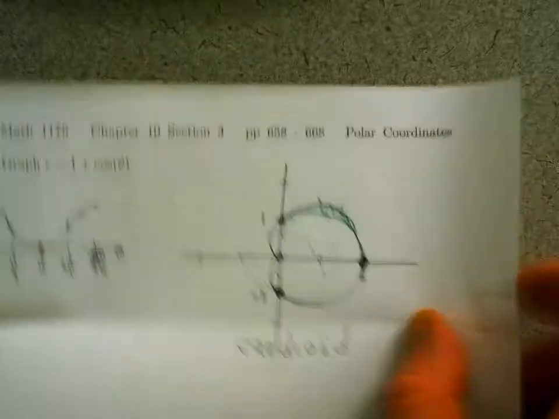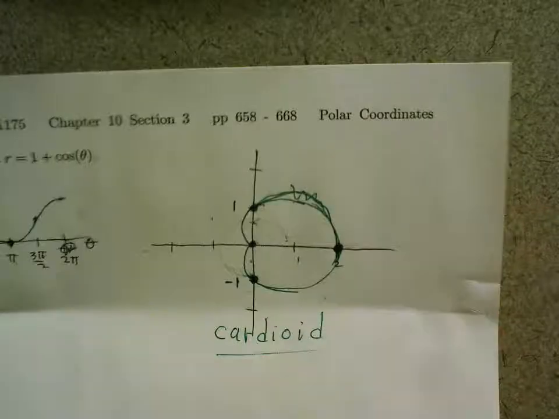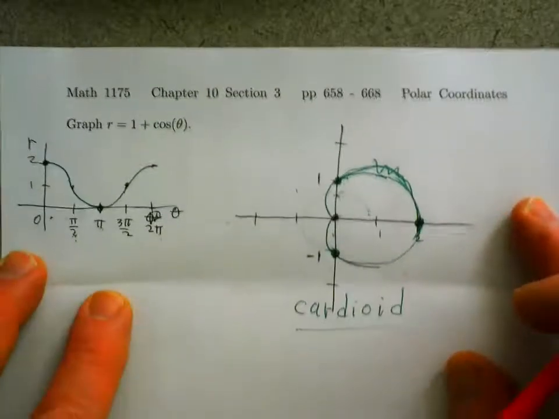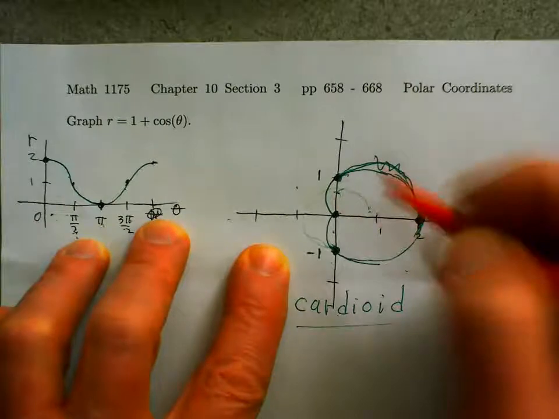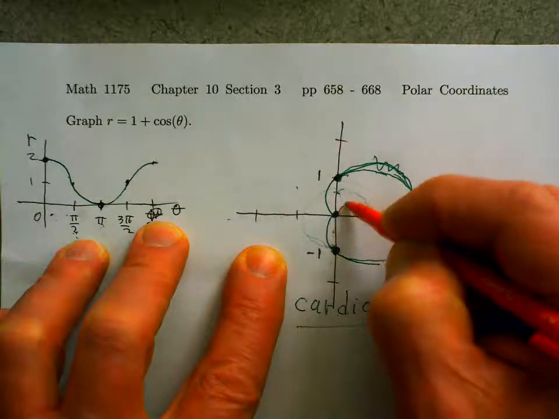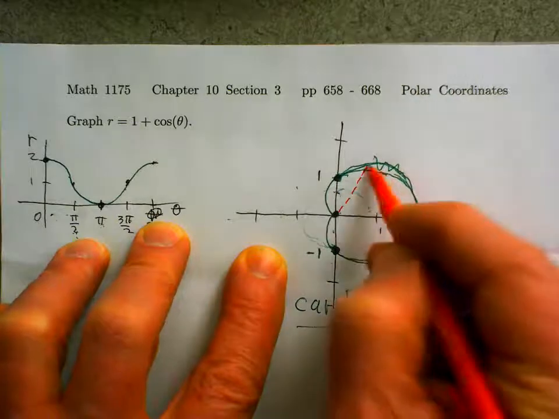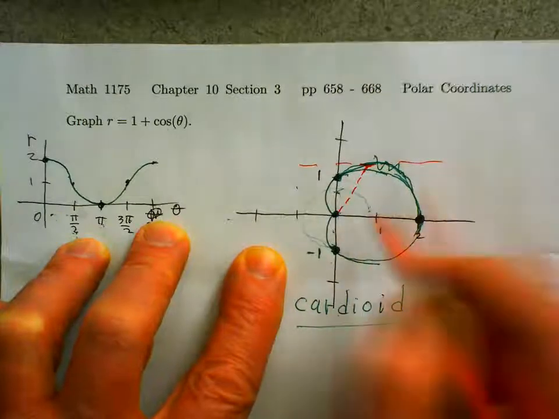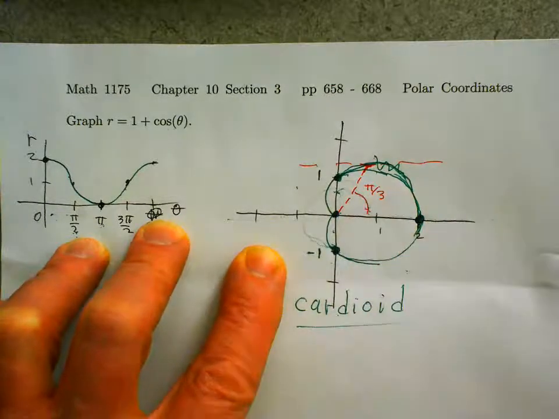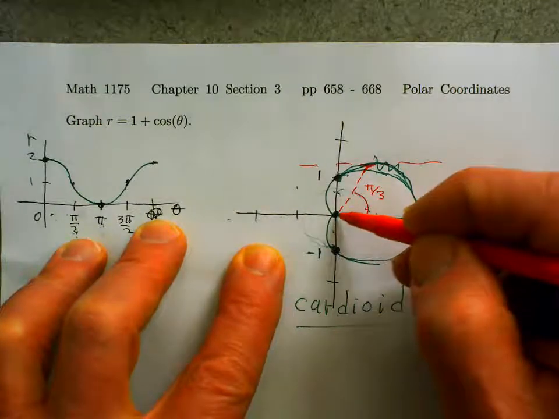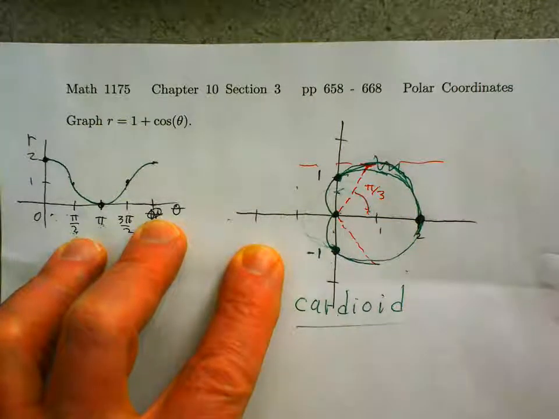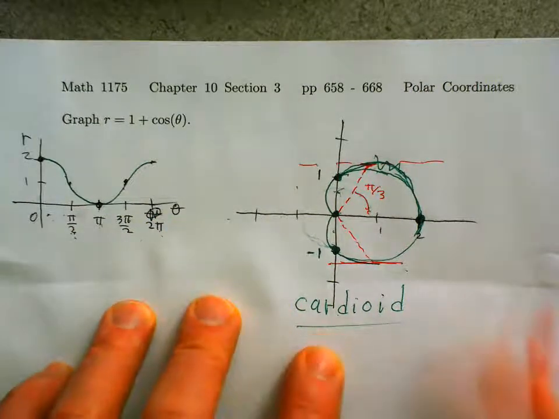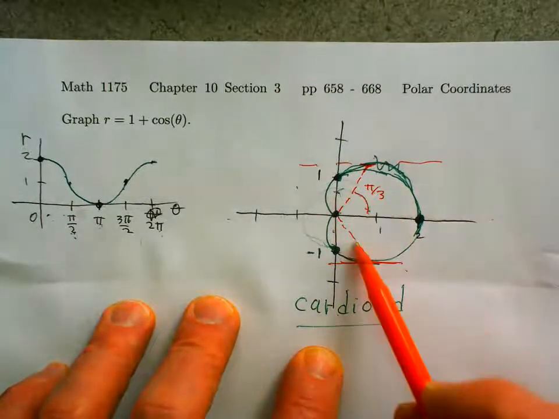So here's the graph of r equals 1 plus cosine of theta. So corresponding to pi over 3, well, according to our calculations, we should have a horizontal tangent line at pi over 3, and then also at 5 pi over 3. So that looks believable. Tangent lines that correspond to pi over 3 and 5 pi over 3.